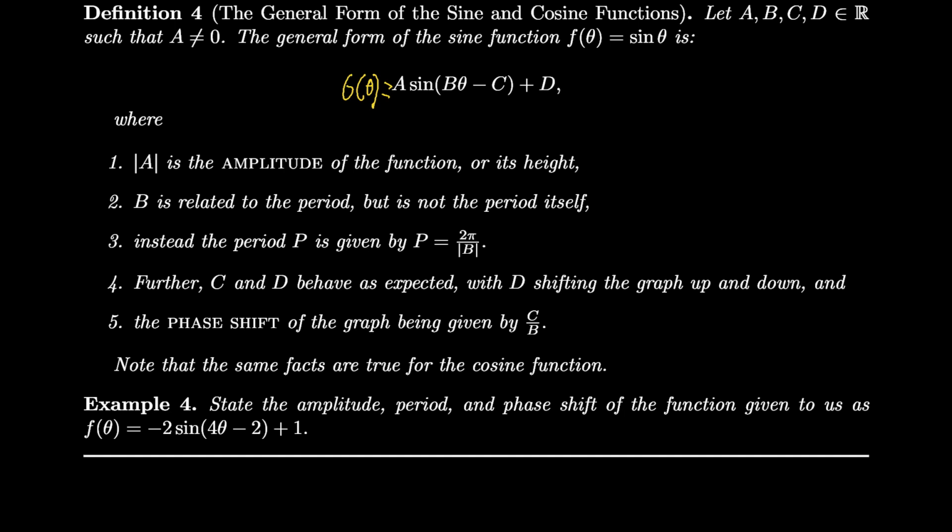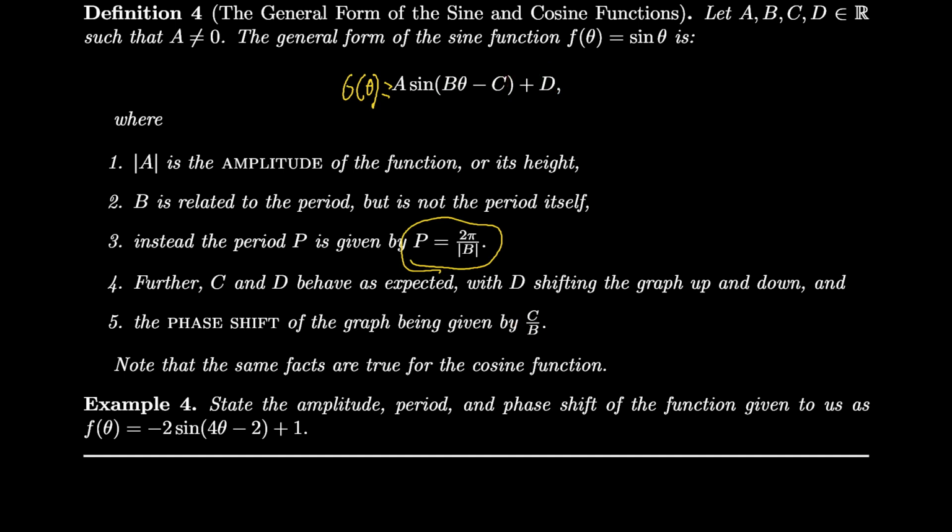So the absolute value of a is the amplitude, or its height. And when we say absolute value, what we mean is that the amplitude is always positive. B is related to the period, but that's not the period. The period will always be given to you by this formula, which is worthwhile to remember: P equals 2 pi over the absolute value of B. So the period is always positive as well. C and D behave as expected. D shifts the graph up and down, and the phase shift ends up being given by C over B. That is how far left or right we've shifted.